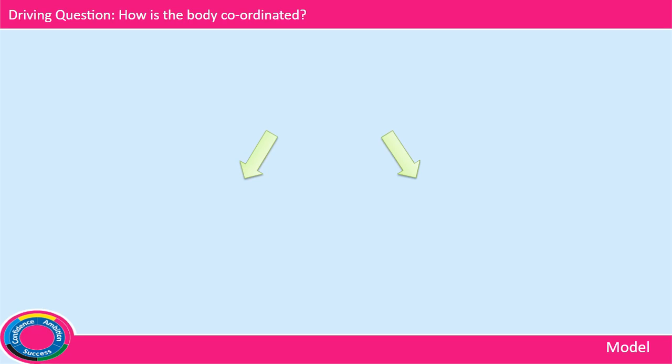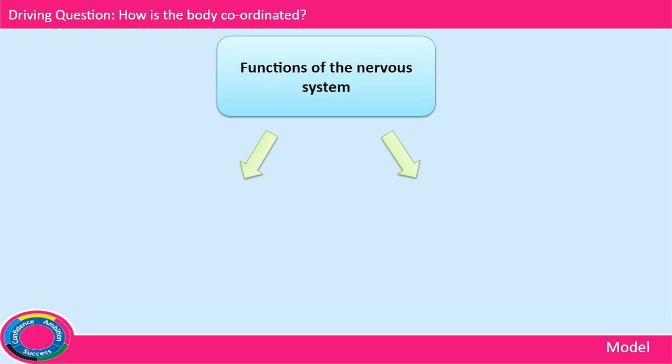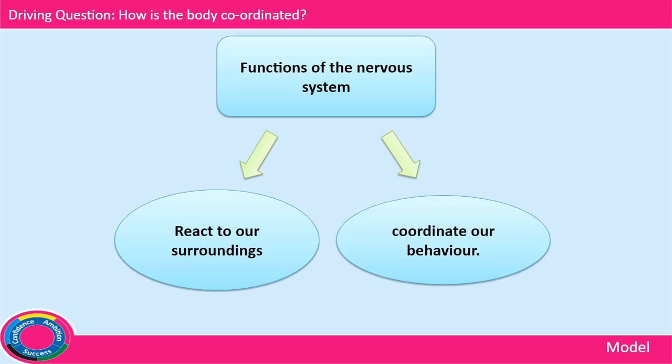So the next organ system that we will be looking at is the nervous system. Okay, we've looked at the respiratory system, we've looked at the digestive system, we've looked at the skeletal system, and now we are looking at the nervous system. So the function of the nervous system is to react to our surroundings, be alert, be aware, know what's going on, and to coordinate our behavior, so to control our activities, what we do.